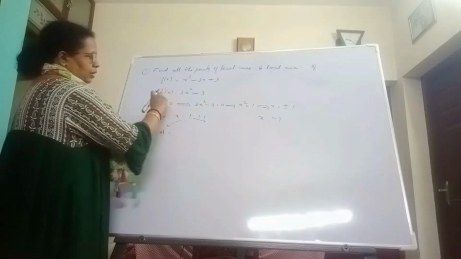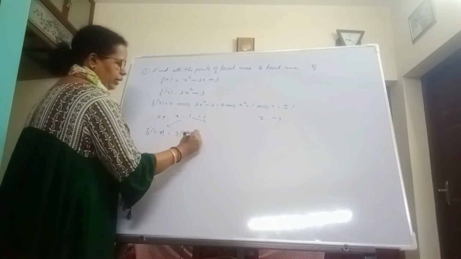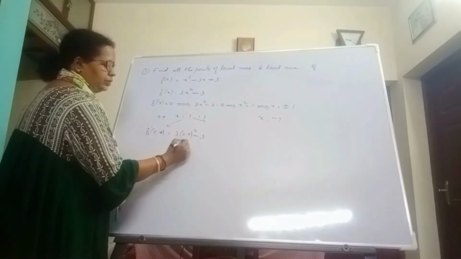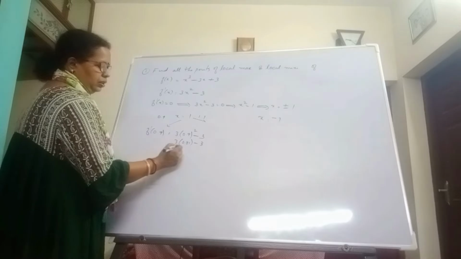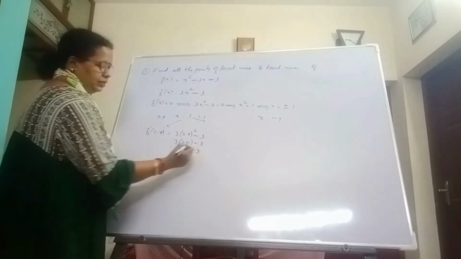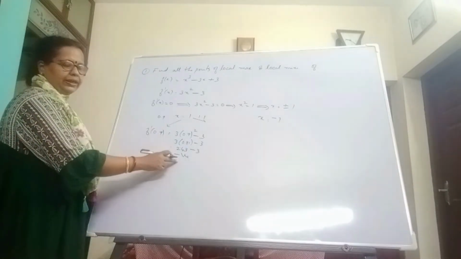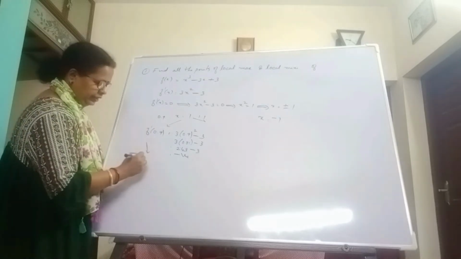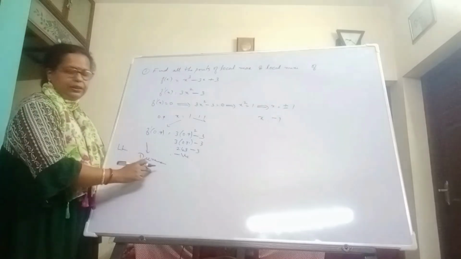Find f dash of 0.9. What is it? f dash x is this. So 3 into 0.9 squared minus 3. So 3 into 0.9 squared is what? 0.81 minus 3. Multiply. So 2.43 minus 3 means it is negative. f dash x is negative means here it is decreasing. Negative means decreasing. So on left side it is decreasing.